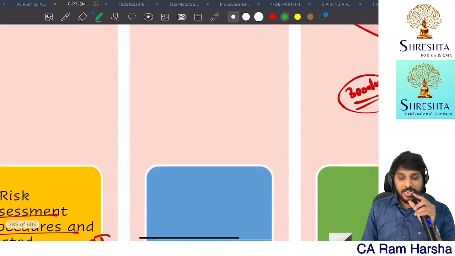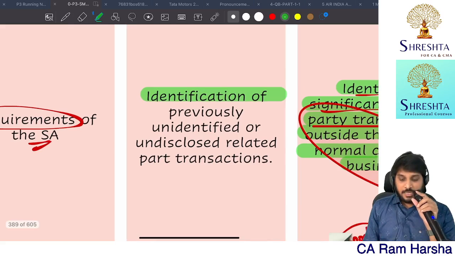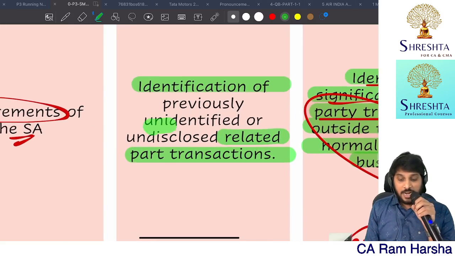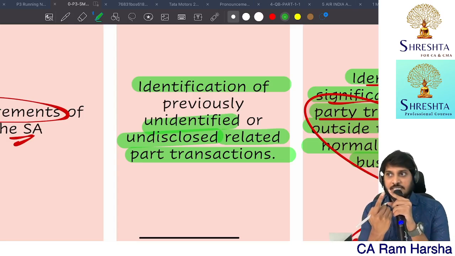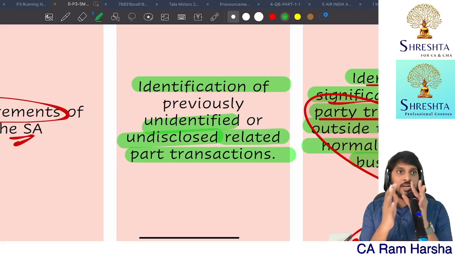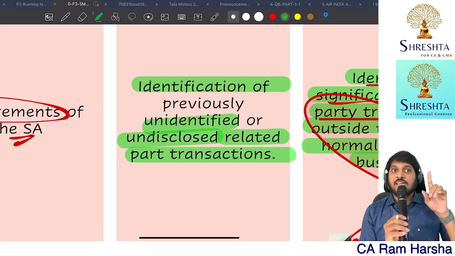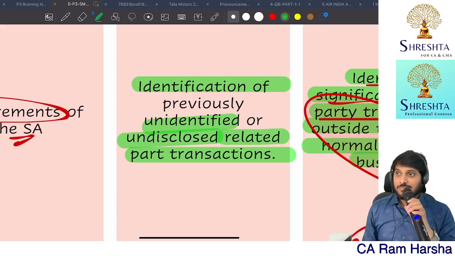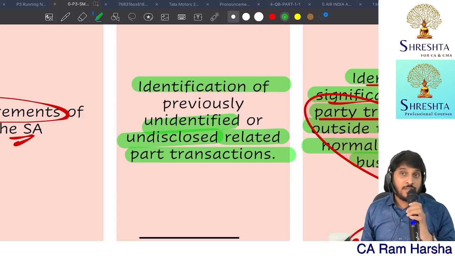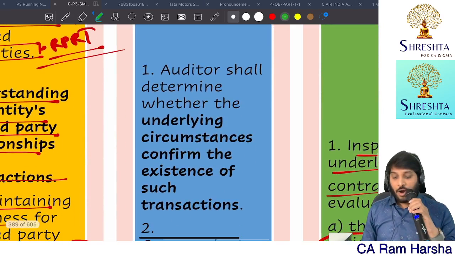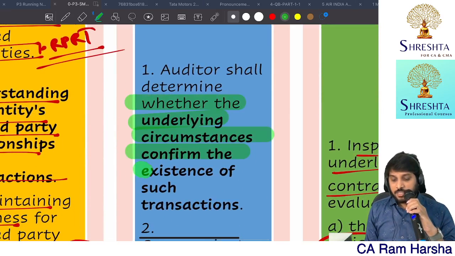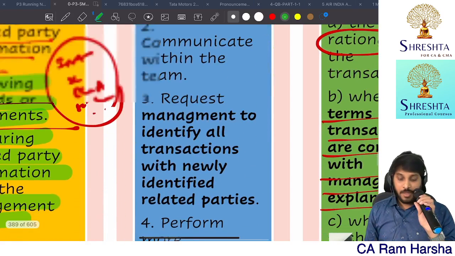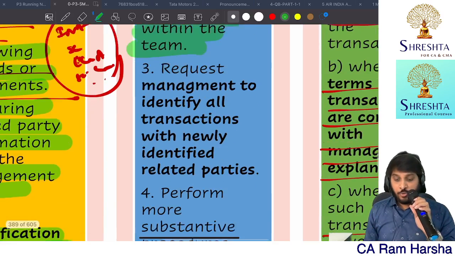Suppose you identify any related party transactions which are unidentified or undisclosed by the management, you newly identified some new transactions, new related party relationships, which is not in the list given to you. What auditor has to do? Ask management why they failed to give this. Getting it? Once again, see whether management is following a proper risk assessment related to related parties, whether they are maintaining a proper register, all that. Auditor shall determine whether underlying circumstances confirm existence of such transactions. Communicate within the team that you identified new parties.